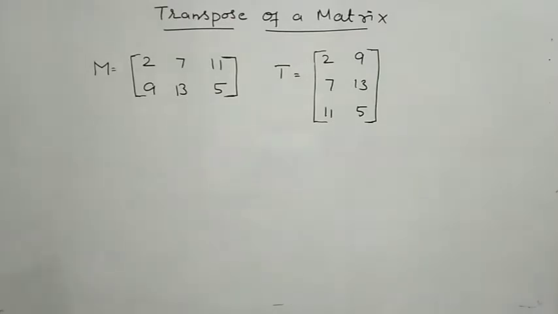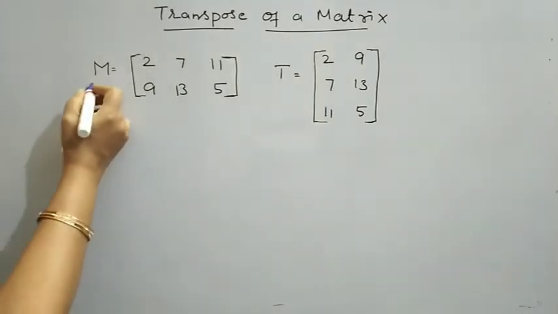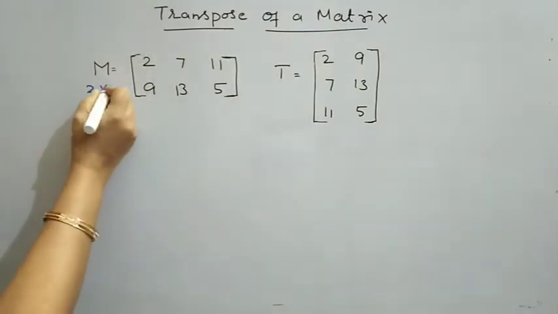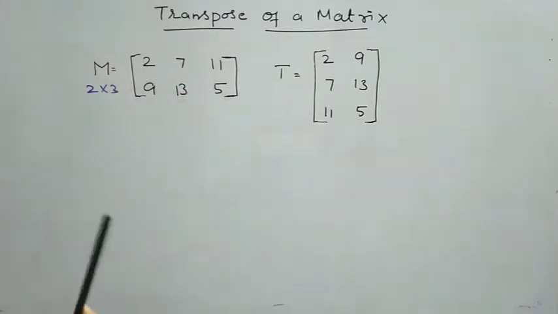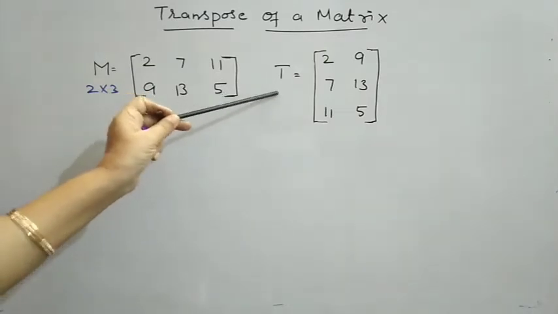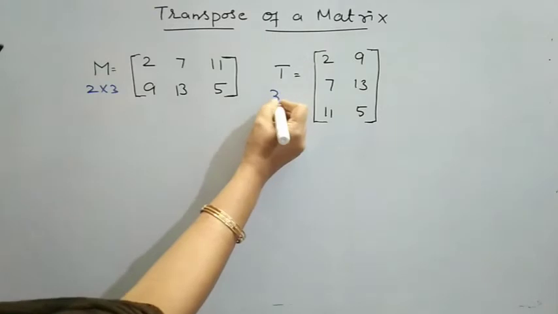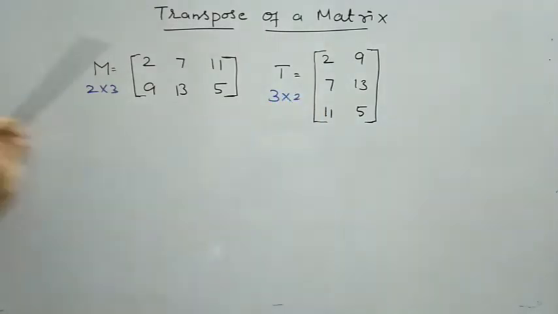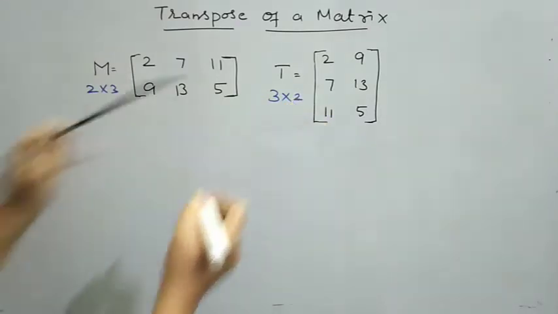The order of this matrix M is the number of rows and number of columns. It is 2 into 3. We have 2 rows and 3 columns. Then what is the order of this output matrix T, that is the transpose of M? It is the reverse, 3 into 2. Totally we have 3 rows and 2 columns.